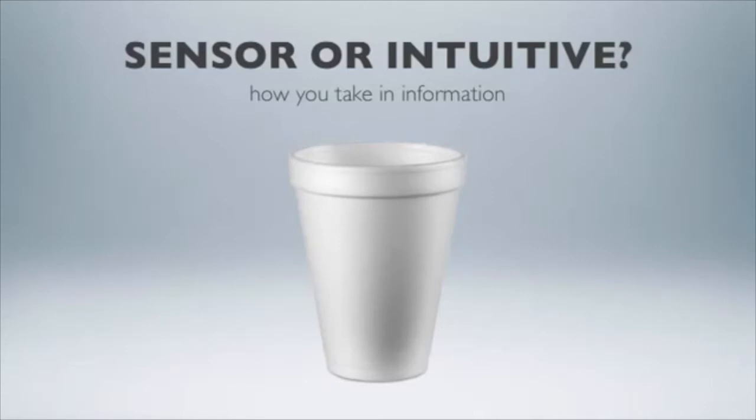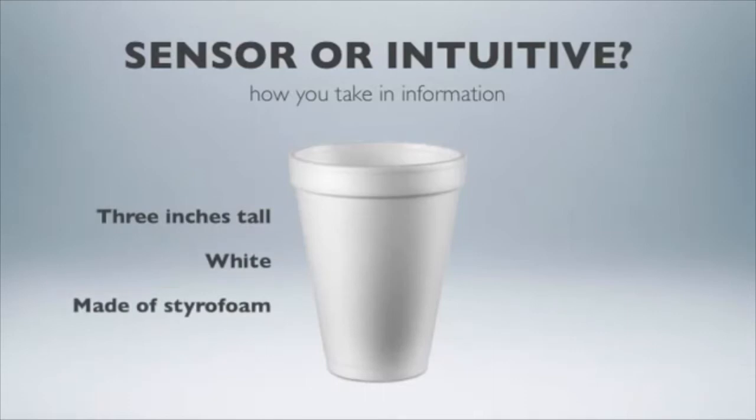Sensors tend to give facts about the cup. They might say, the cup is 3 inches high, it's white, and it's made of styrofoam. It's shaped like a cone and has a lip around the top edge.